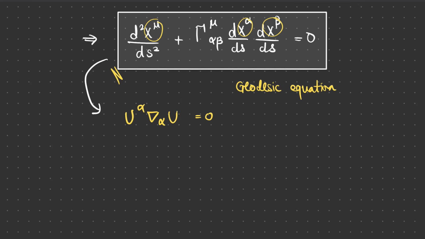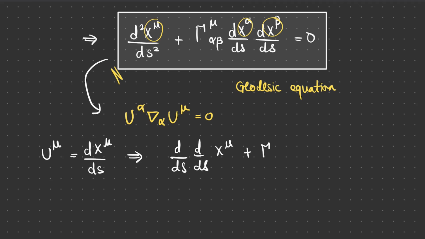Let me write it better. So it's quite easy. To do that, we simply have to use the fact that u mu, the four-velocity, is given by the derivative of the space-time coordinate x mu with respect to the proper time s. And so we can write the geodesic equation using this definition. The first term is the second derivative of the space-time position plus gamma mu alpha beta dx alpha by ds times dx beta by ds.